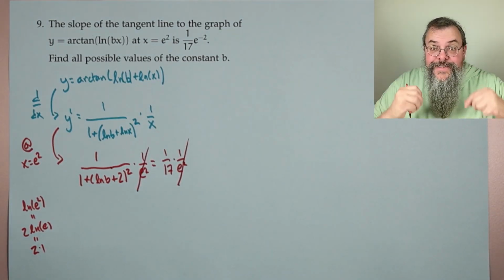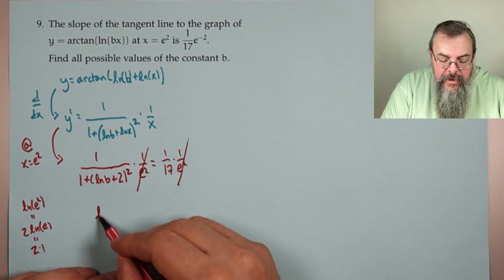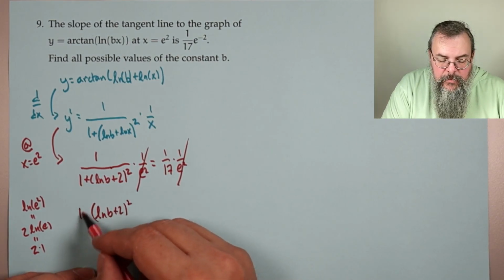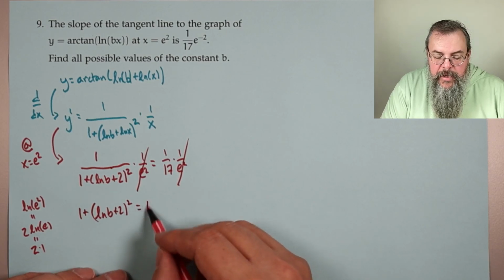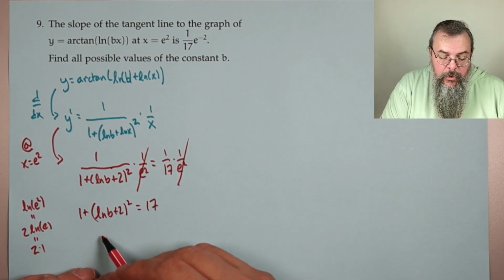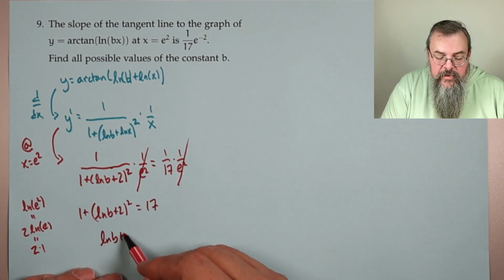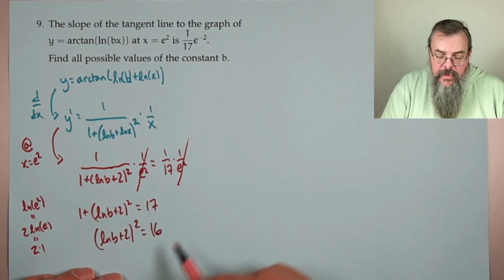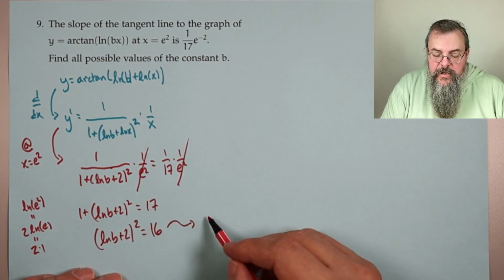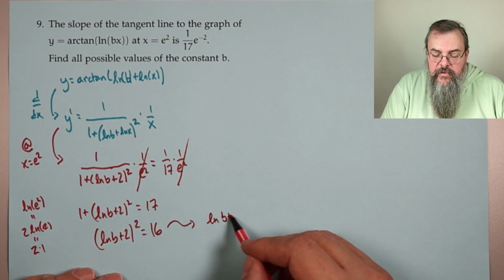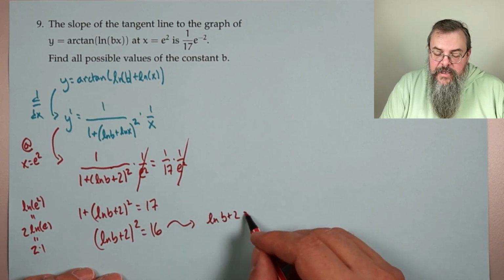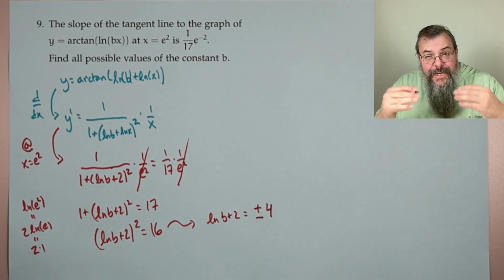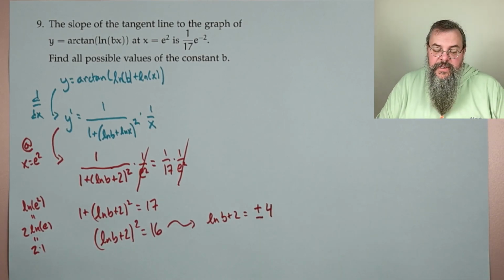Flip both sides. Log of b plus 2 squared, and then there's a plus 1, better be 17. Or log of b plus 2 squared has to be 16. All right, we're almost there. Log of b plus 2, take the square root, is plus or minus 4, right? Because you got to account for both possibilities.